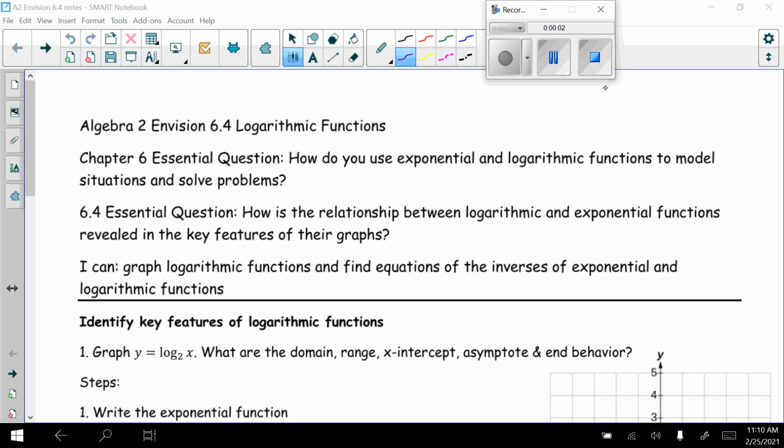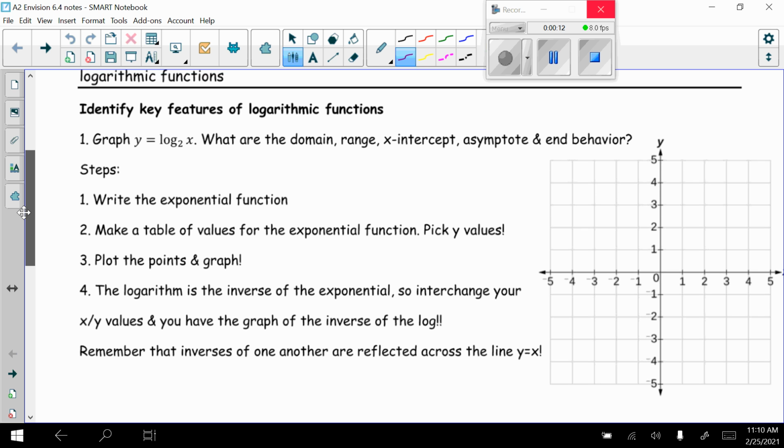All right, today in Algebra 2, we're going to look at section 6.4, logarithmic functions. We're going to focus on graphing logarithmic functions with no transformations today. So we'll start out. Number one, we're going to graph y equals log base 2 of x. We're going to identify the domain, the range, the x-intercept, the asymptote, and end behavior.